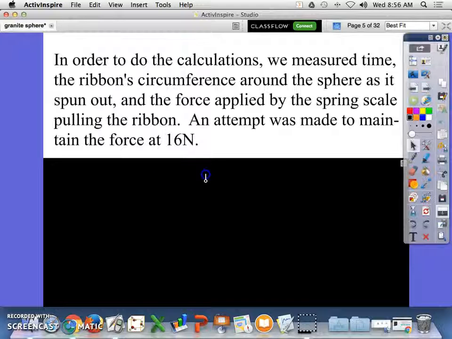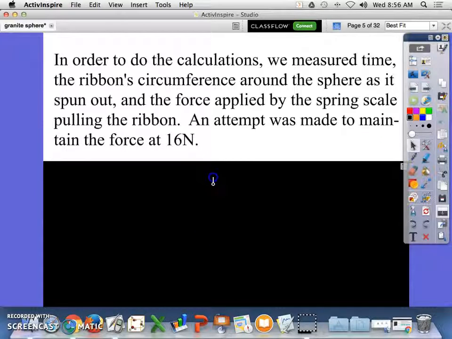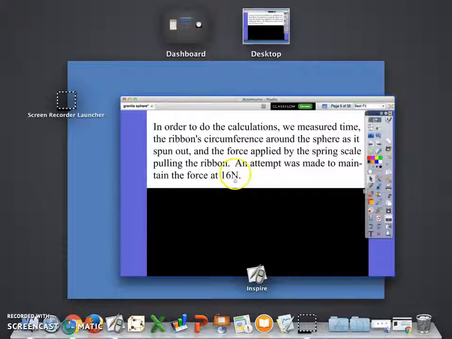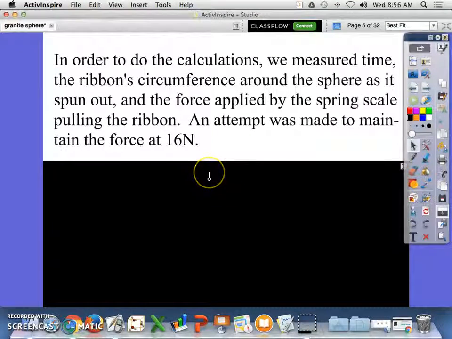An attempt was made to maintain the force at 16 newtons. If you're pulling with that spring scale, and you'll see them doing here, and trying to maintain 16 newtons, you'll be a little over, a little under, a little over, a little under, and it'll wobble around. But that great big heavy sphere has so much inertia that it all kind of averages out, and you can get really, really good results. So I think we came within about 1.5% this time for error.